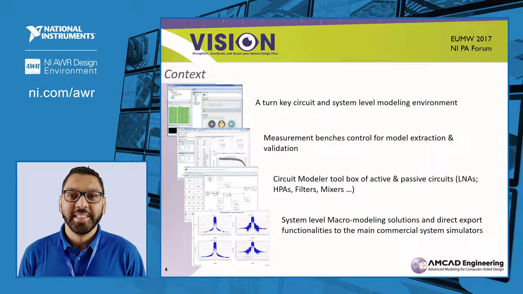Vision is also composed of a circuit model toolbox to extract behavior models of active and passive circuits. As well, we provide system-level macro modeling solutions and direct export functionalities to the main commercial system simulators like VSS.